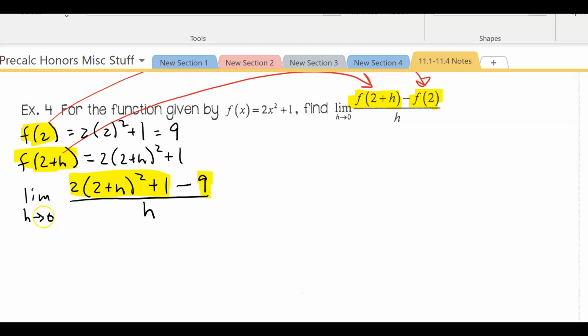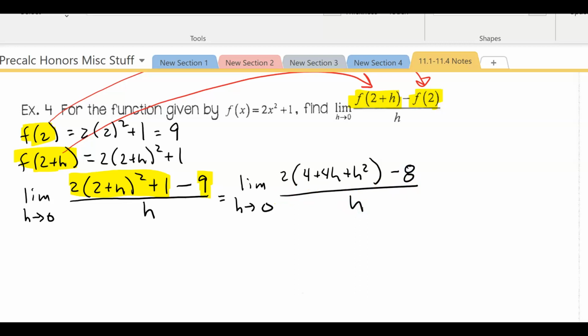We substituted those in. Now, we can't use direct substitution because I'll have 0 in the denominator, so we're going to have to do a little simplifying. I have the limit as h approaches 0. This is going to be 2 times 4 plus 4h plus h squared, that's what 2 plus h squared is, and then plus 1 minus 9, so that's minus 8, all over h. Let's distribute that 2. So I have the limit as h approaches 0 of 8 plus 8h plus 2h squared minus 8, all over h.